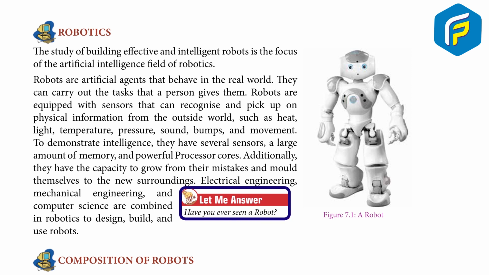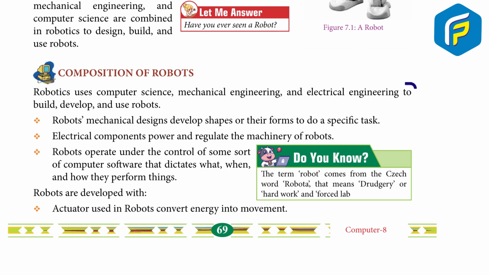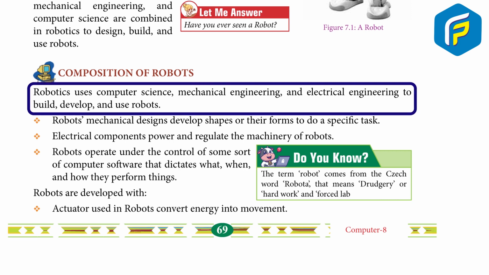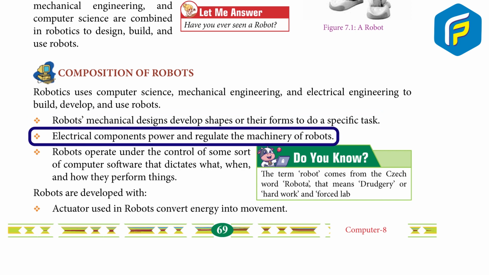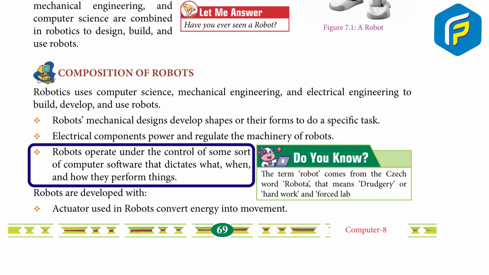Let me ask: have you ever seen a robot? Composition of robots. Robotics uses computer science, mechanical engineering, and electrical engineering to build, develop, and use robots. A robot's mechanical design develops shapes or forms to do a specific task. Electrical components power and regulate the machinery of the robot. Robots operate under the control of some sort of computer software that dictates what, when, and how they perform things.